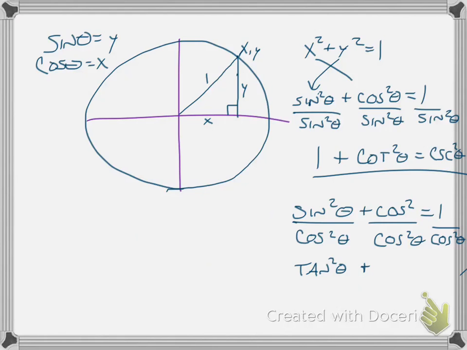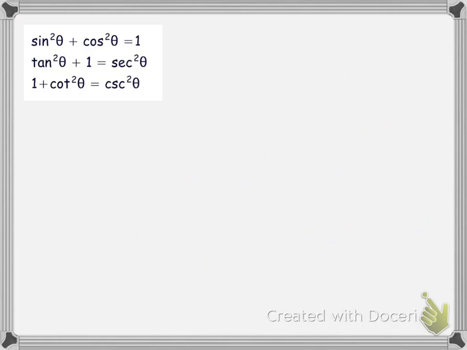Cosine over cosine is 1. Cosine squared over cosine squared is 1. And 1 over cosine is secant. So this is now my third identity. So I have these three identities now that I can use.